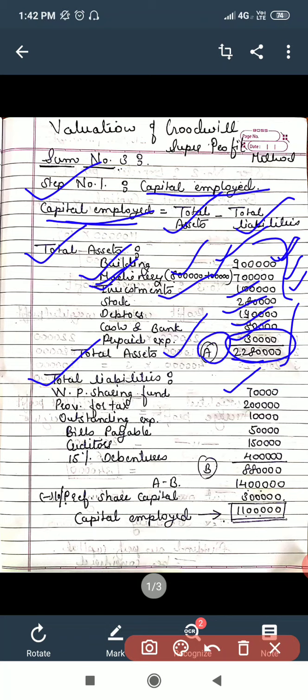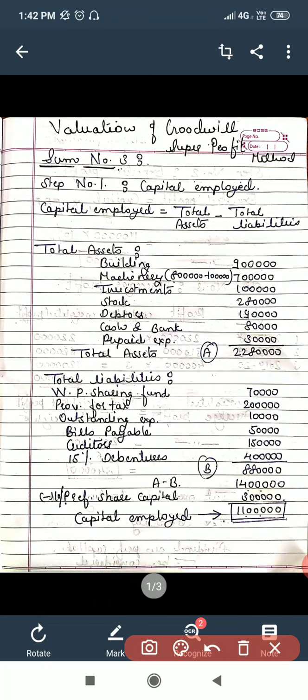Then we have the provision for taxation, rupees 2 lakhs, the outstanding expenses of rupees 10,000, bills payable of rupees 50,000, creditors of rupees 1,50,000, and 15% debentures of rupees 4 lakhs. That is how we are done with all the liabilities in our balance sheet. If you total this, you will get B, that is rupees 8 lakhs 80,000. So A, the total assets, minus B, the total liabilities, gives 14 lakhs as your net asset.